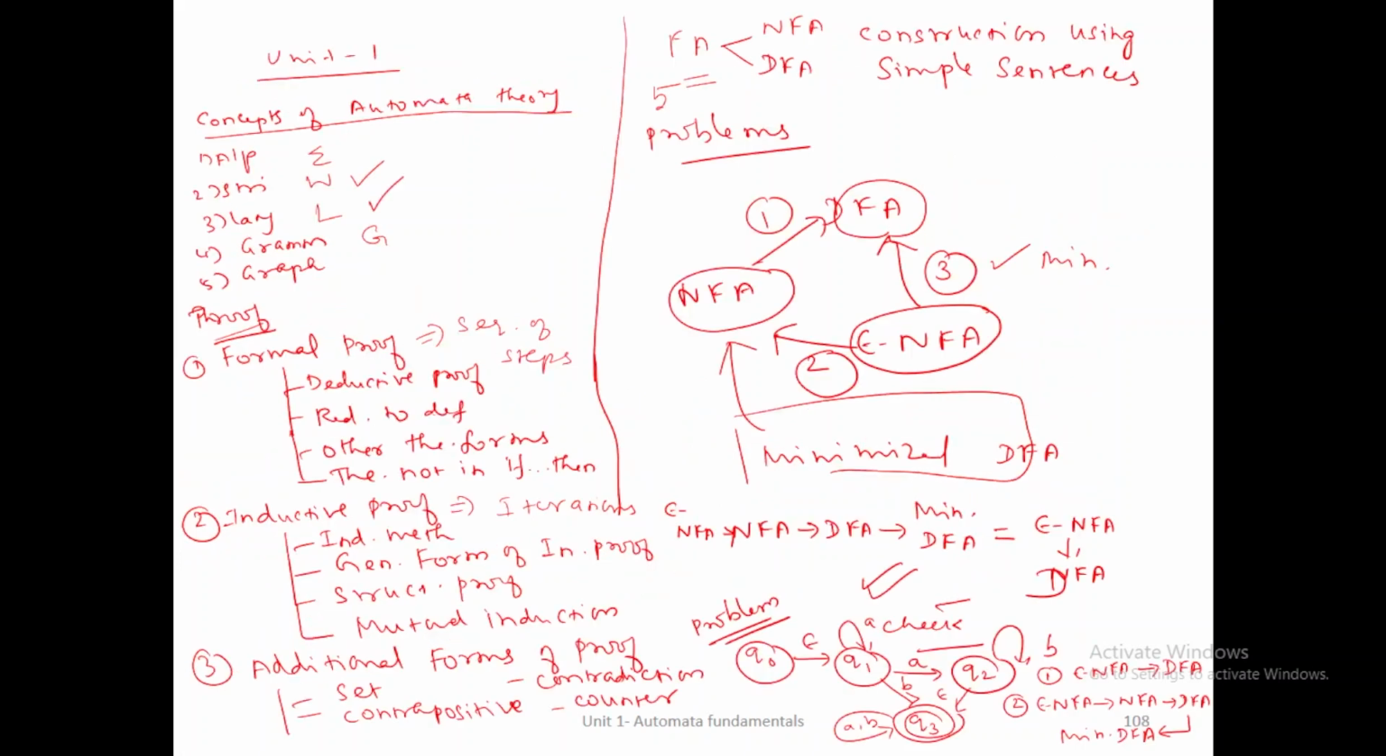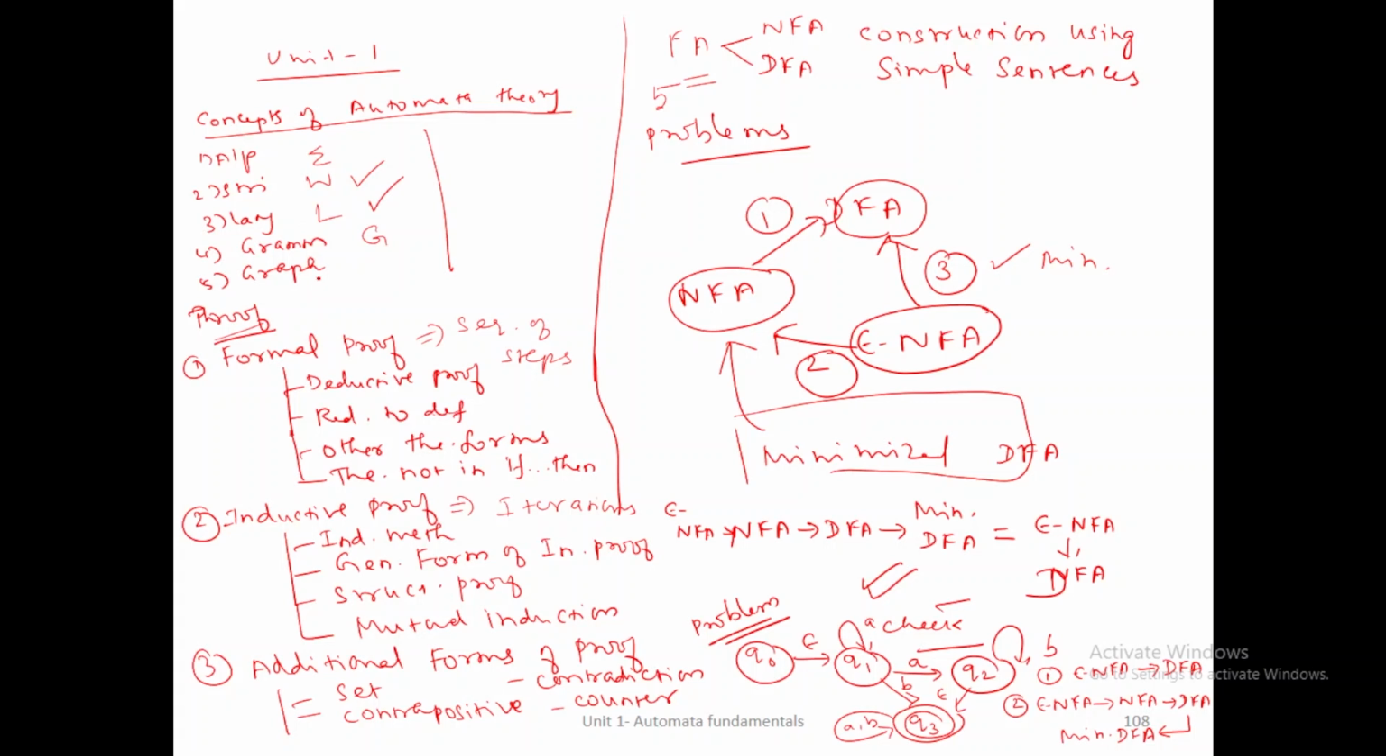So this is the overview of Unit 1. We come to the end of the Unit 1 session. I divide this portion into two parts. The first part is the theoretical part and the second half is the problematic part. The theoretical part contains the basic concepts of automata theory. So you know about it: alphabet, strings, languages, grammar and graphs.